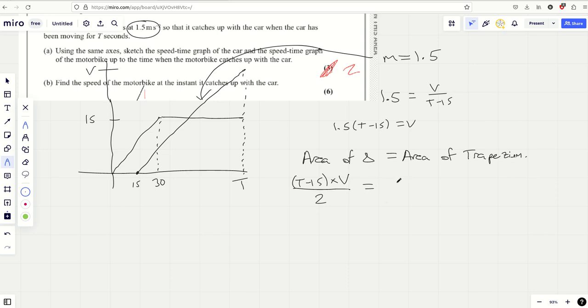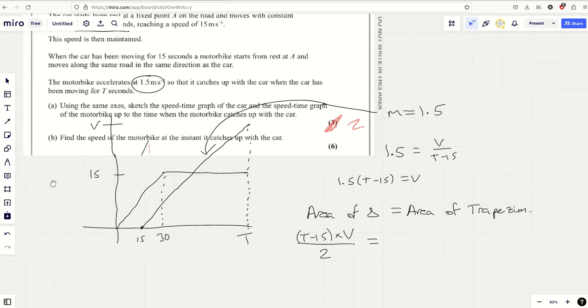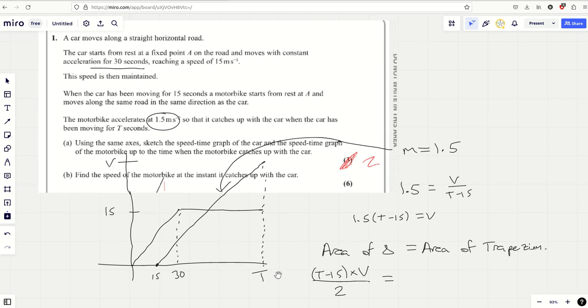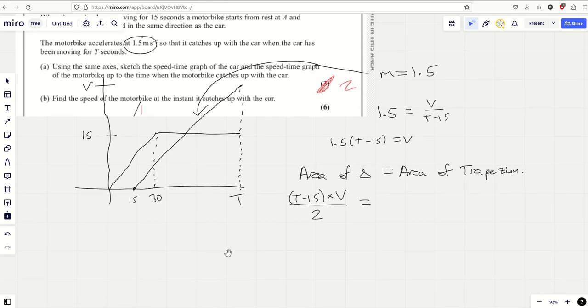The area of the trapezium is going to be, now there's loads of ways of doing this, but what I prefer to do is treat it as a trapezium. That distance from there to there, now can I just check I'm using, the motorbike accelerates at 1.5, so it catches up with the car when the car has been moving for t seconds. Good, I have got the t right here. I want to know if the distance from 0 up to here is t, and it's from 0 up to t, because the car starts from rest, and so that distance is t. Good, everything's right.